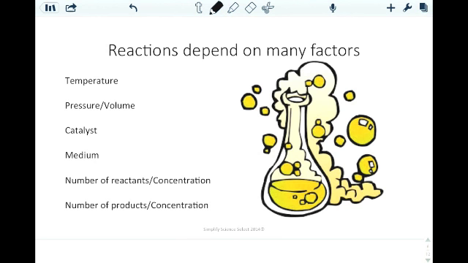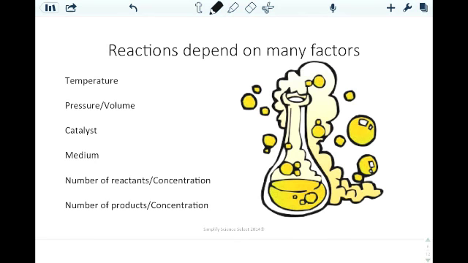Number of reactants and concentration. So are we really concentrated, or is it not so concentrated, it's weak. And then lastly, the number of products and the concentration. The products can block formation of new products. Basically, a product gets in the way and doesn't allow the other particles, the other reactants, to get in there and actually bump into each other and react.